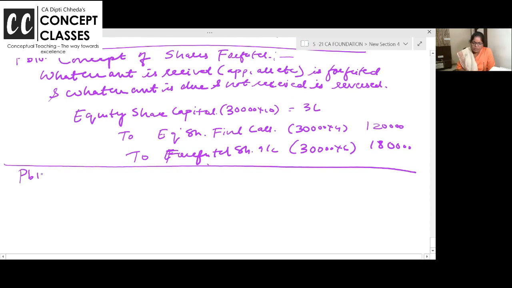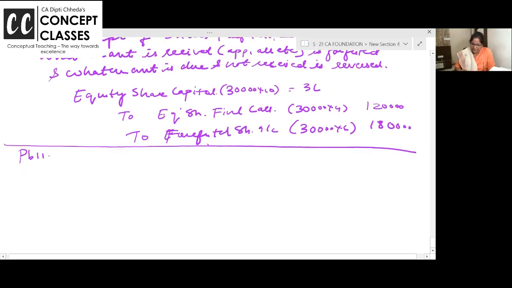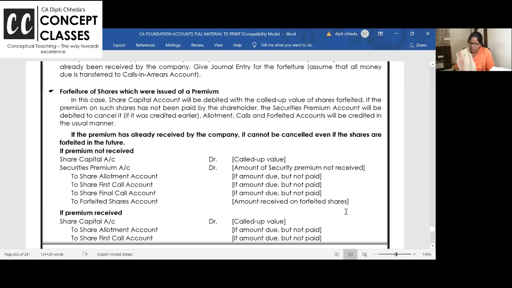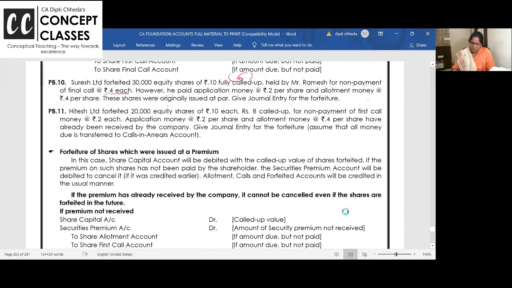Just small concepts are there. और एक करते हैं, the next one. Check all of you with me, please. I hope you all are taking the printout.